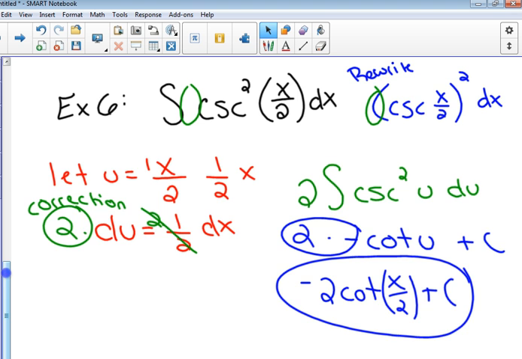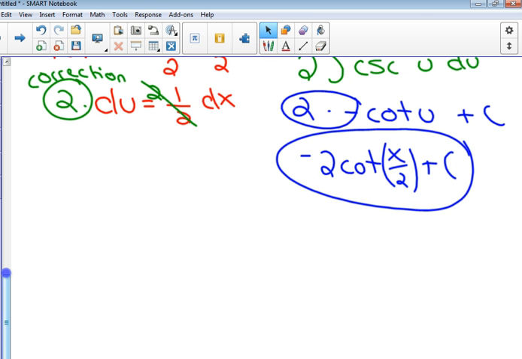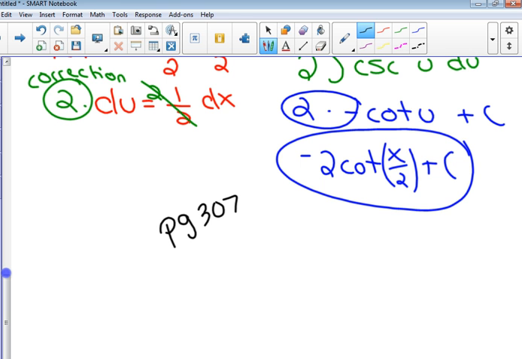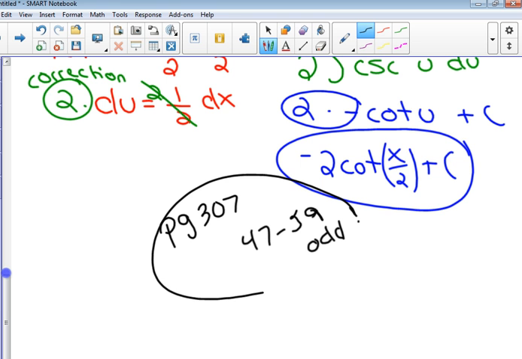Alright, so for homework, why don't you try on page 307. If you guys want to take a picture of it and start it now, you can. 47 to 59. Oh, 59, thank you. I can't even see that part. 59. Okay.